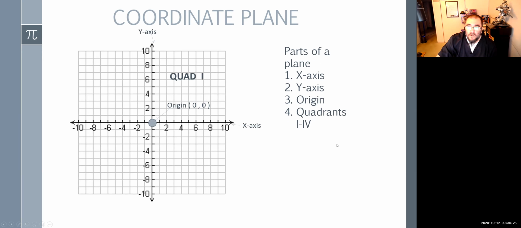Our quadrant 1 is our pure positive quadrant, meaning that both x and y values are positive. And then we just go counterclockwise. Quadrant 2, quadrant 3, and then finally quadrant 4.